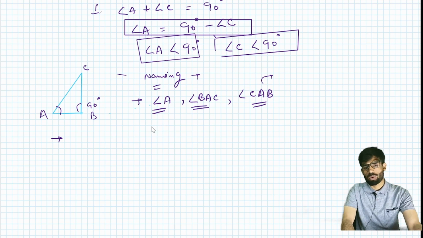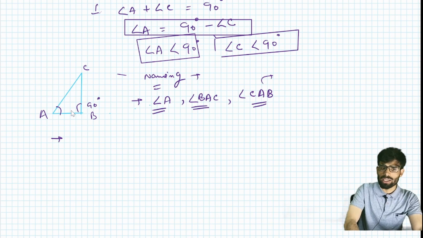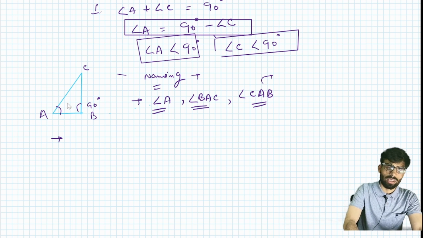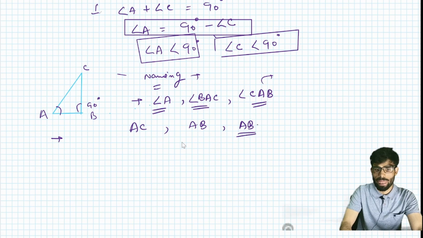When we study the right angle triangle, first, as it was all about the angles, now I will talk about the sides. There are three sides in a right angle triangle. In this triangle, the three sides are AC, BC, and AB.